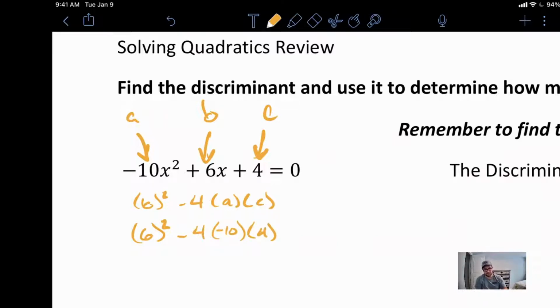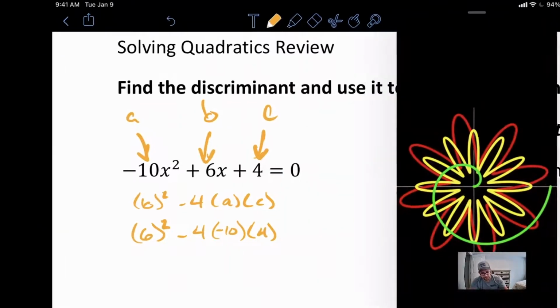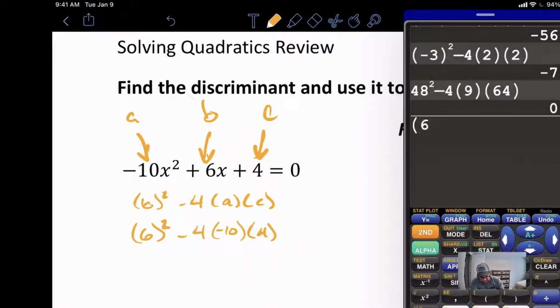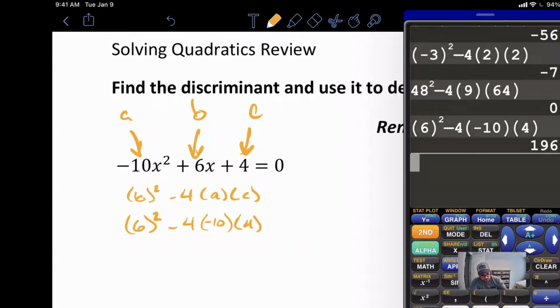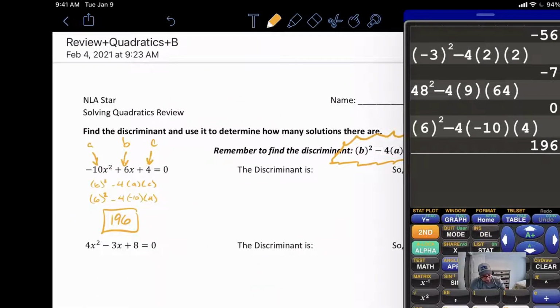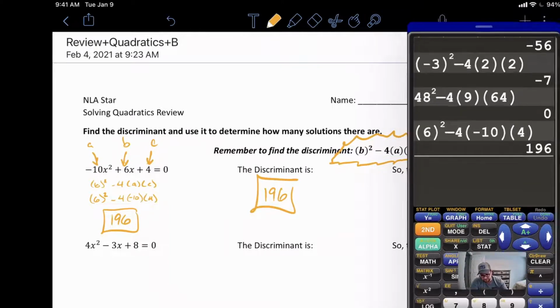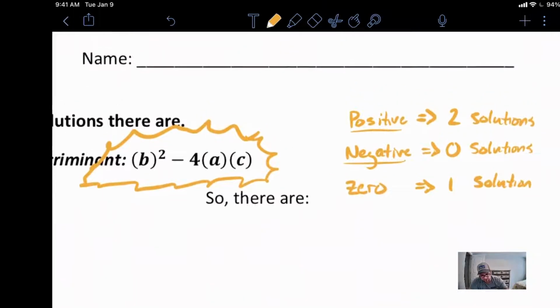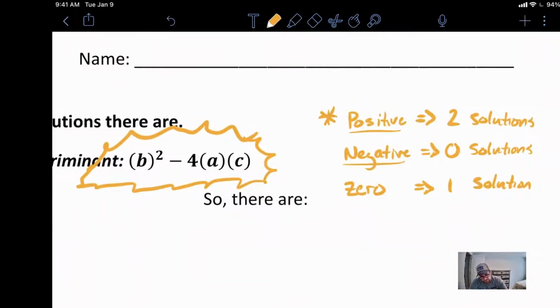Now we want to use that calculator. So using that calculator, parenthesis 6, parenthesis to the second power, minus 4, parenthesis negative 10, parenthesis 4. And when you hit enter, we get 196. Now 196 is a positive number. That is our discriminant, 196. Since it is a positive number, that means, let's go to our little list, if it's a positive number, that means we have 2 solutions. Boom, just like that. Nice job.